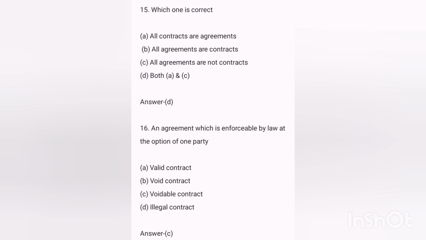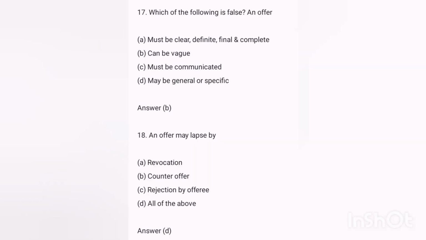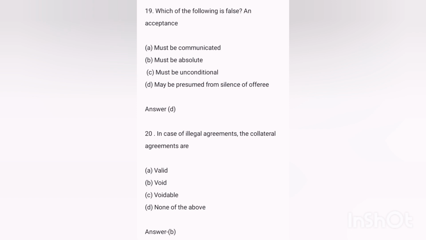Next, an agreement which is enforceable by law at the option of the party. Answer was D, voidable contract. Next, which of the following is a false statement about an offer? Answer was B, can be vague. Next, an offer may be lapsed by. Answer was D, all of the above. Next, which of the following is a false statement about acceptance? Answer was D, may be presumed from silence.